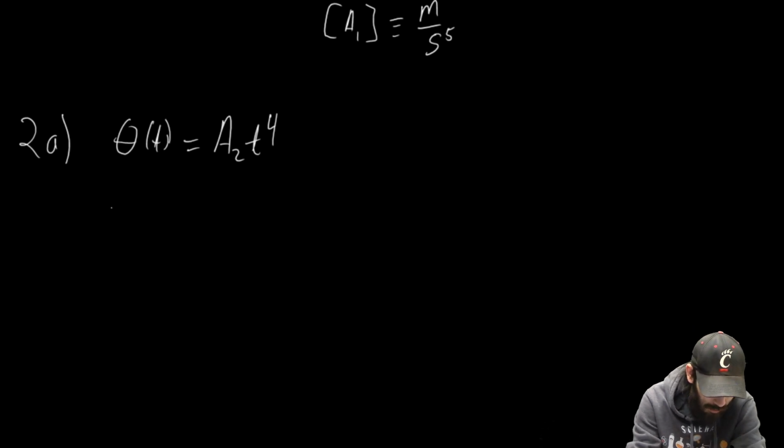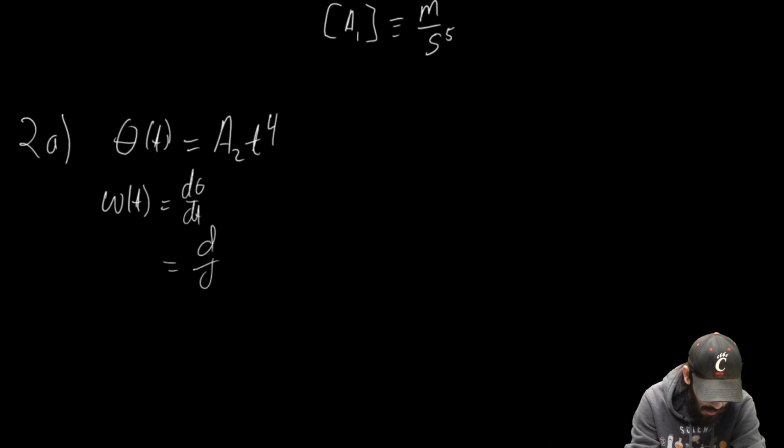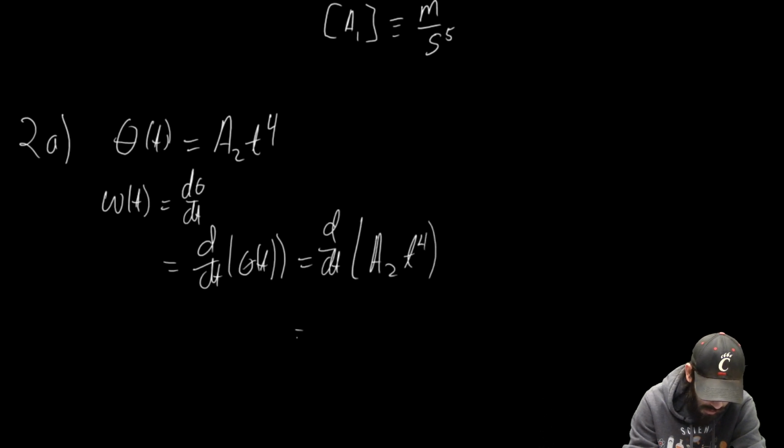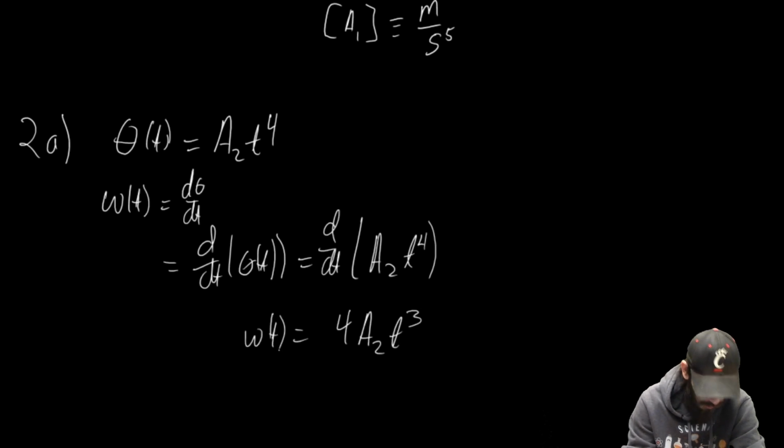So we have this relationship between the angle and the angular velocity such that omega of t is going to be equal to d theta dt. And so we're just going to take a time derivative of theta of t, which is d by dt of a2 t to the fourth. And this is going to be equal to 4a2 t cubed. So that's our omega as a function of time.